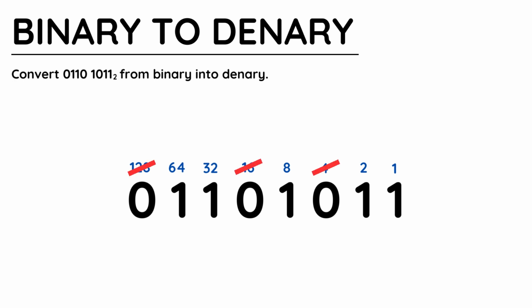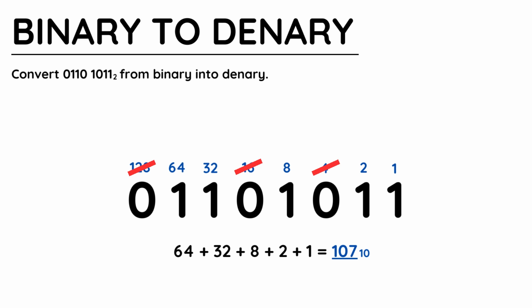Now we can ignore the values which are equal to 0. I've crossed them out here to be really clear, which you may decide to do if you're a beginner to working with binary. We add together the values above all the bits that are 1 to give us a total that is equivalent in denary to the binary number. And that's it. 0110 1011 is equal to 107.